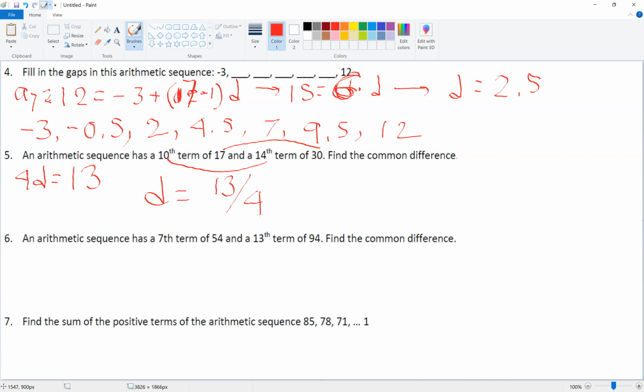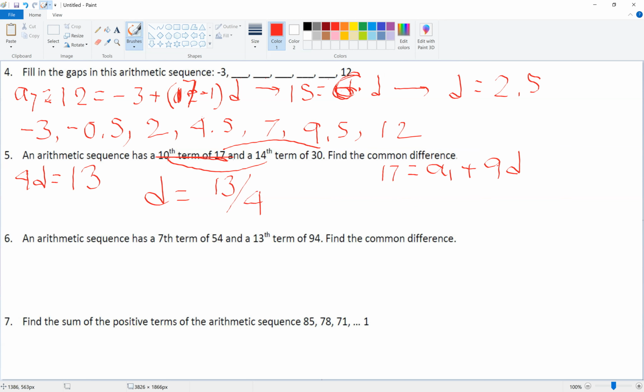And then you substitute it and you would get 17 plus 4D equals 30, and when you subtract it, it would be 4D equals 13, and then you divide by 4, and then you should get D equals 13 over 4, which is the same thing as 3.25, I think.